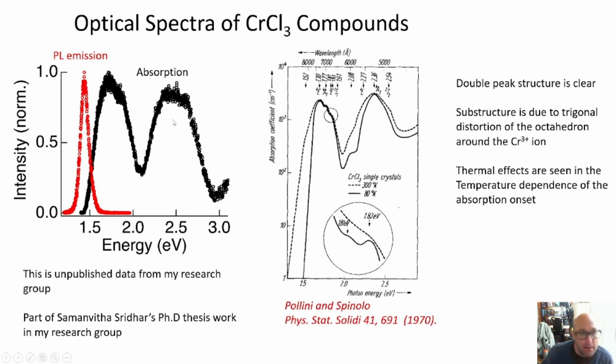And so this data that I'm showing you on the left is, again, from my group, and this is part of Sam Sridhar's PhD thesis work. Yep. So yeah, we just assign quartets, no problem.